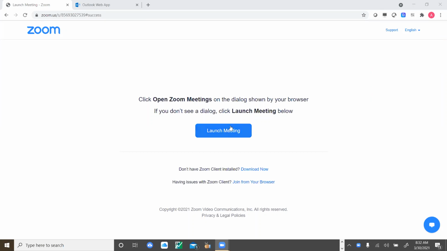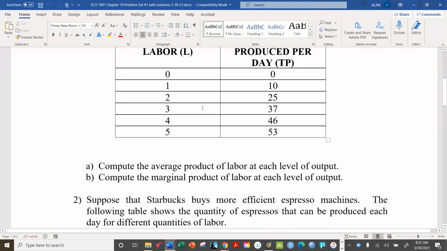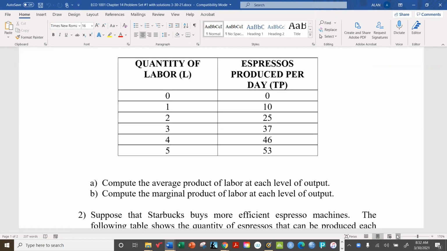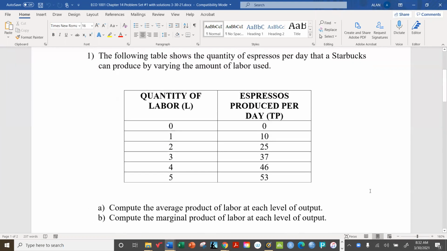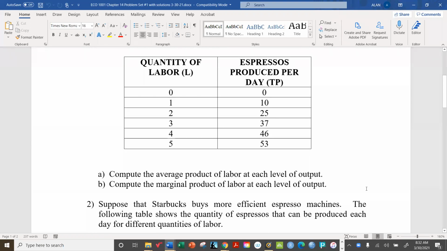So the first thing we'll do today is go over that chapter 14 problem set. So let me get it open here. There we go. So what are we being asked to do here? We're being asked to calculate in this first part, given this production function, or total product function, the average and the marginal product at each level of output.